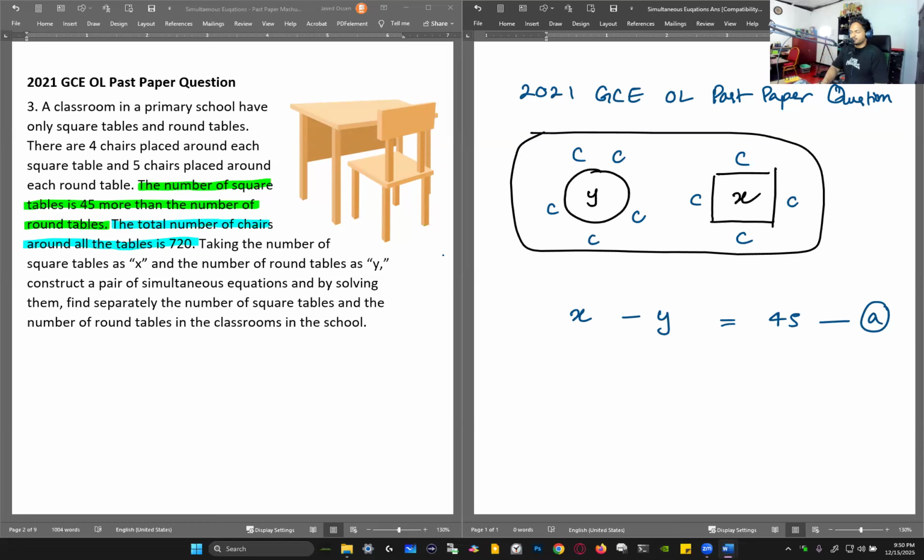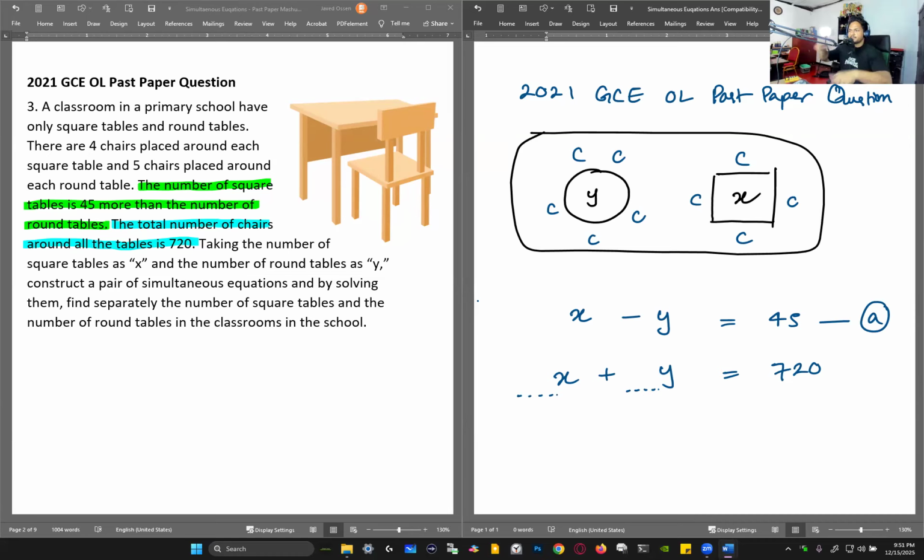The total number of chairs around all tables is 720. Now you have to think carefully. X multiplied by what, Miss Fatima, plus Y multiplied by what is 720? Please think practically and tell me. I believe in you.